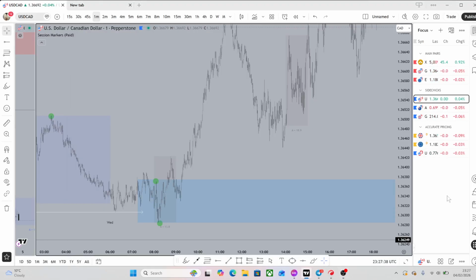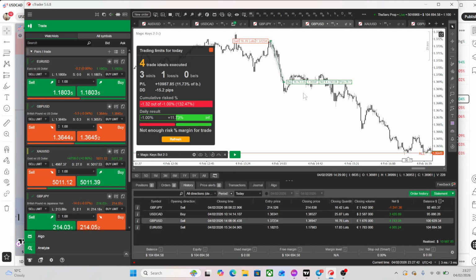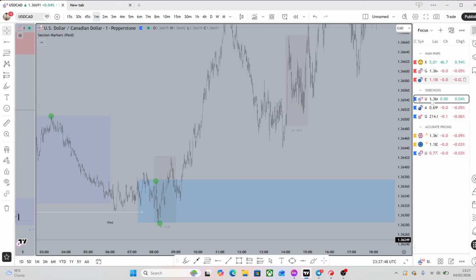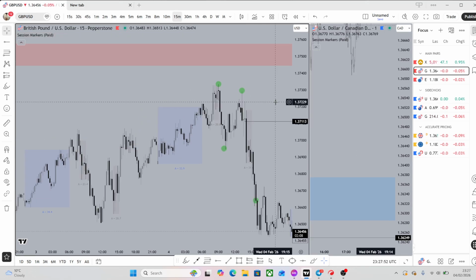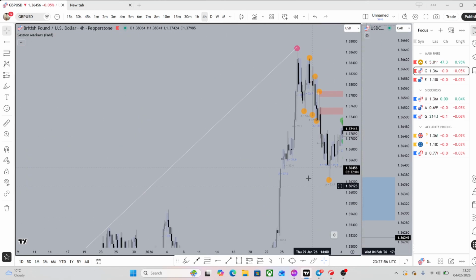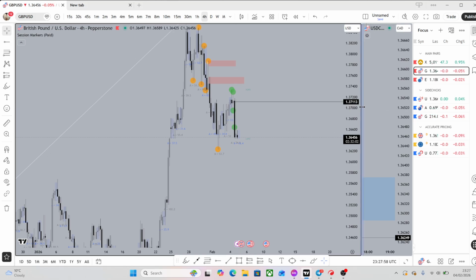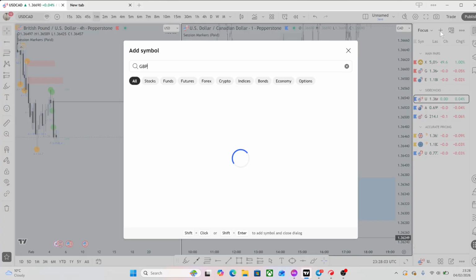The next trade I'm going to be breaking down is GBPUSD. I took this trade here. So let's see, so we do a proper breakdown. Actually, I'll just use another chart. GBPUSD.